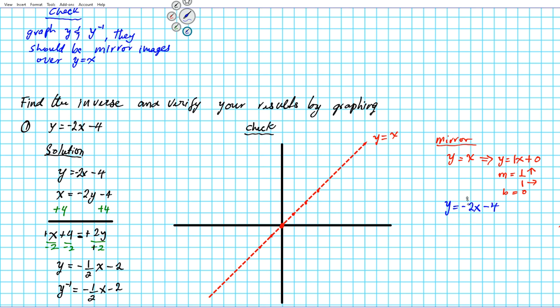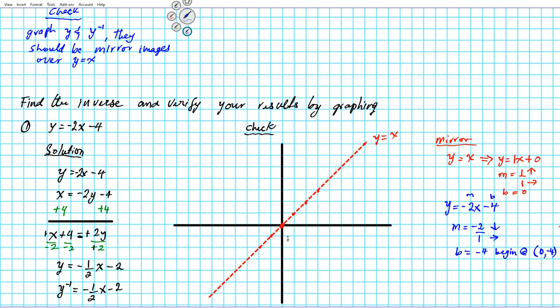This is your m right here. This is m, and that's b. All right? So your slope is negative 2 over 1, which means that you're going to fall 2 and run 1, and then your b is where you begin at. B is negative 4. So you're going to begin at your y-intercept, which is (0, negative 4).